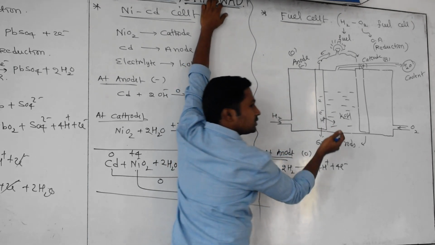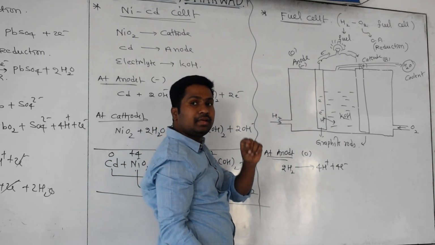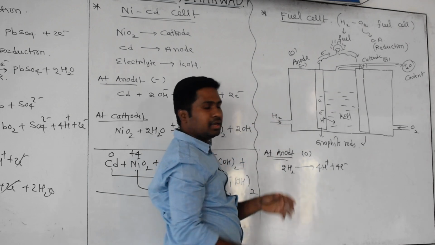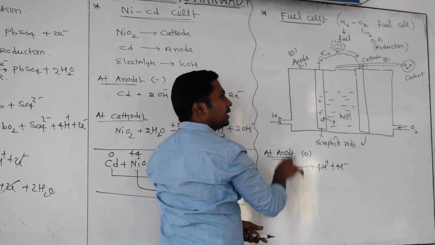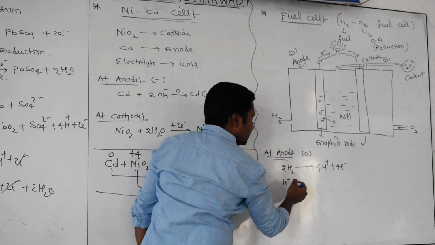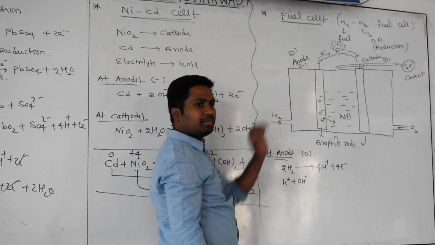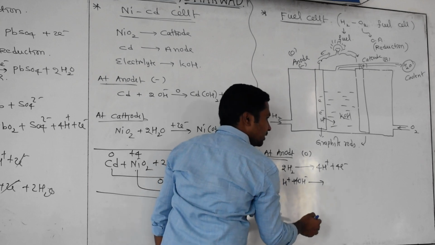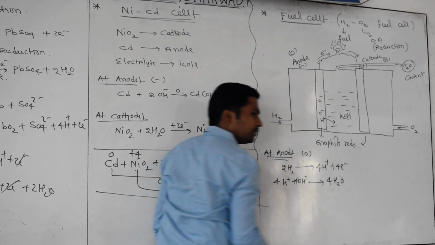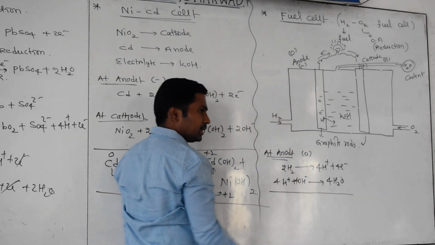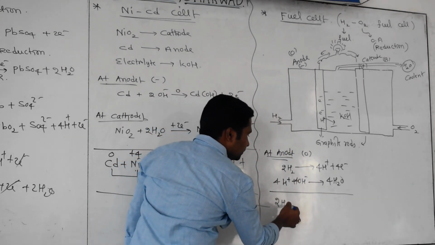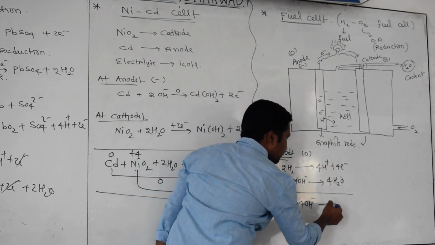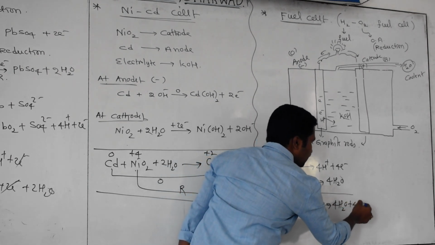But the produced H+ particles are going where? Into the KOH. Sir, you kept the graphite rod, how will they enter? I told very clearly, it is a porous graphite rod. Porous means very micro level holes will be there. Through those holes, the H+ particles go into the middle compartment. The H+ particles will combine with OH minus, which comes from KOH. Then what do we get? 4H+ and 4OH- become 4H2O. So finally, the whole reaction at the anode is 2H2 plus 4OH- gives rise to 4H2O plus 4 electrons.